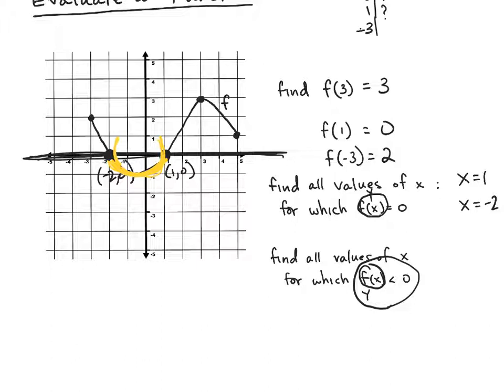So let me get the right color, I apologize. So all of these points between -2 and 1 have y values that are less than 0. So all the values of x would be an interval with the left bound or the lowest number being -2 and the right bound or the upper bound or the highest number is +1.